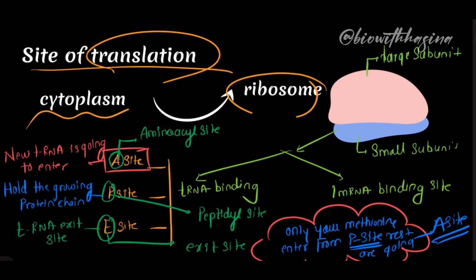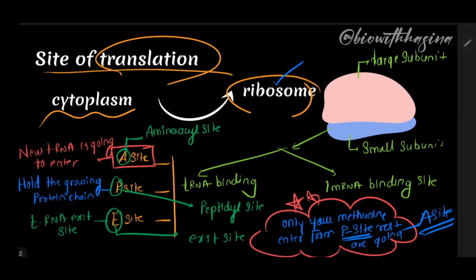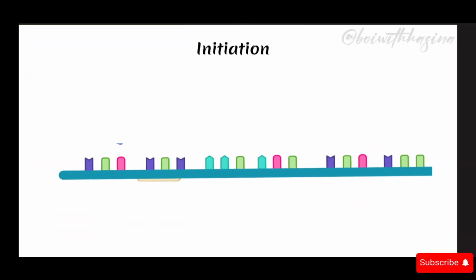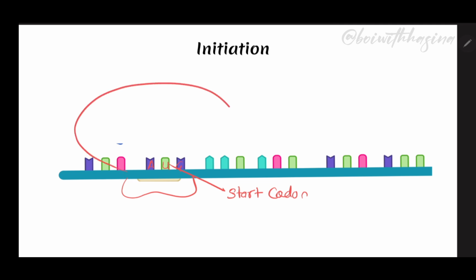This might be clear. Now we are going to understand the mechanism. Talking about the initiation, what happens? The small subunit of the ribosome gets attached. The region it is getting attached to is your start region, where your start codon is. So here will be your A, U, G, that is your start codon. Then your large subunit is going to come.